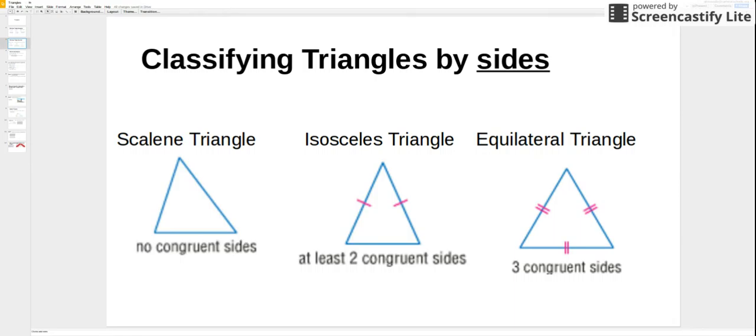When you're classifying triangles by sides, you look to see if any of the sides are congruent. If no sides are congruent, it's called a scalene triangle. If two sides are congruent, it's called an isosceles triangle. And if three sides are congruent, it's called an equilateral triangle.